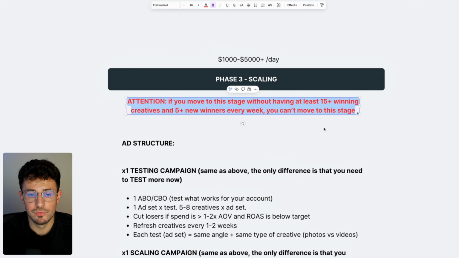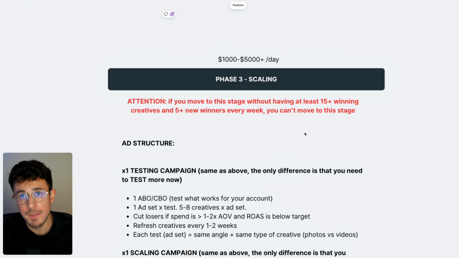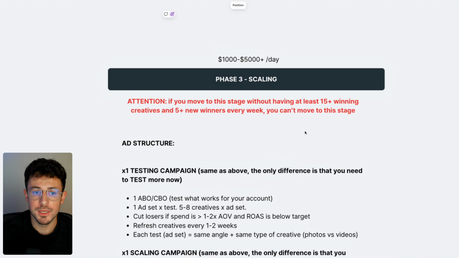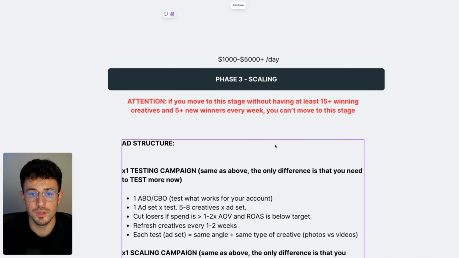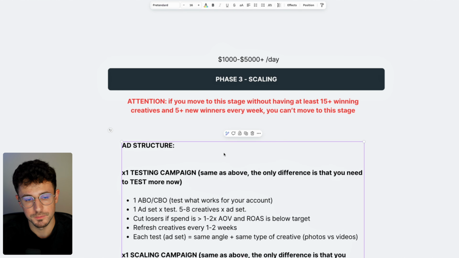Now you need to be very careful here, because you don't want to move to this stage unless you have at least 15 winning creatives and a consistent flow of 5+ winning new creatives every week that you can move into the scaling campaign. Because if you don't have enough winning creatives in terms of volume and in terms of creative types, so static images and videos, you're gonna have huge problems moving to this phase, because the moment that you do it, return on ad spend drops suddenly. And so you might really hurt your margins and profits.